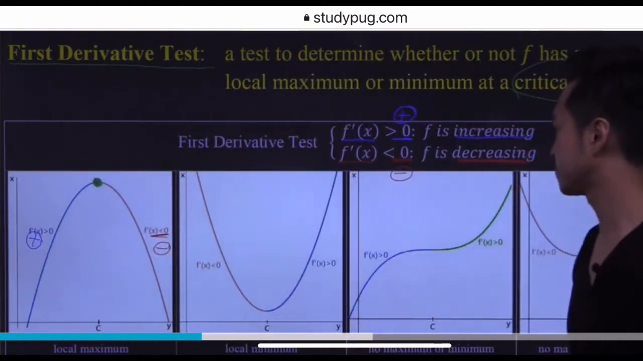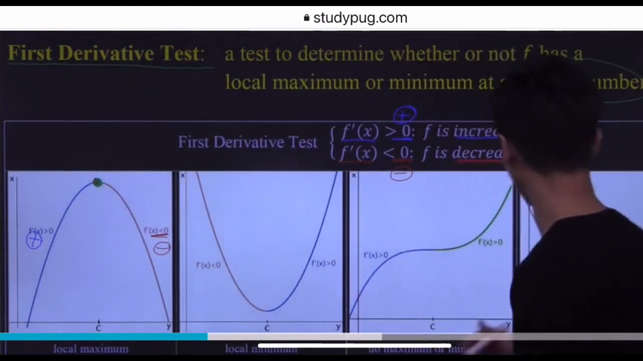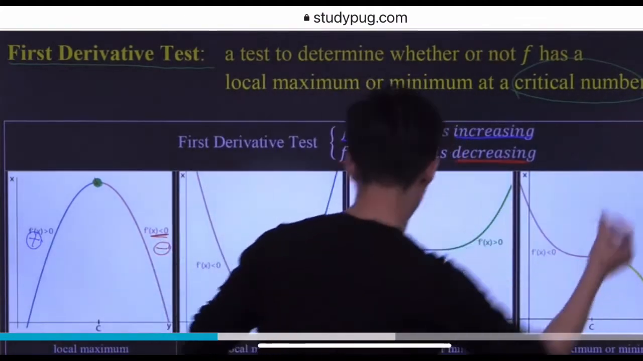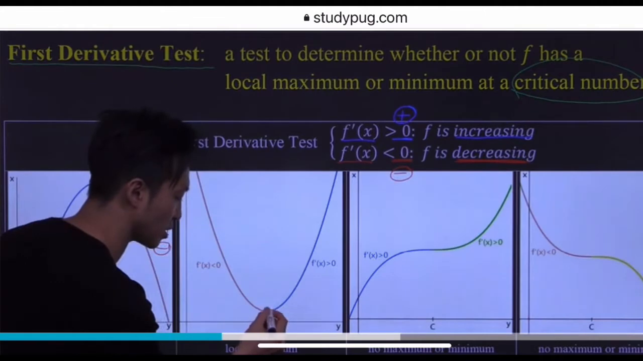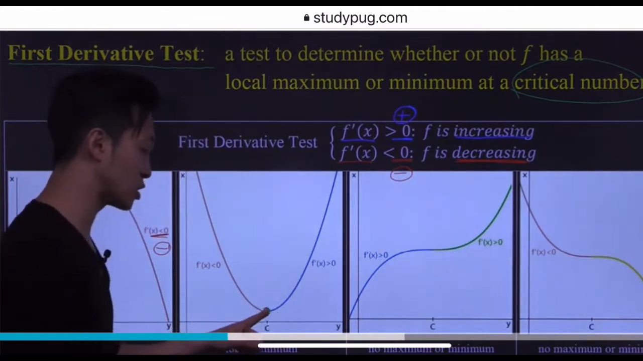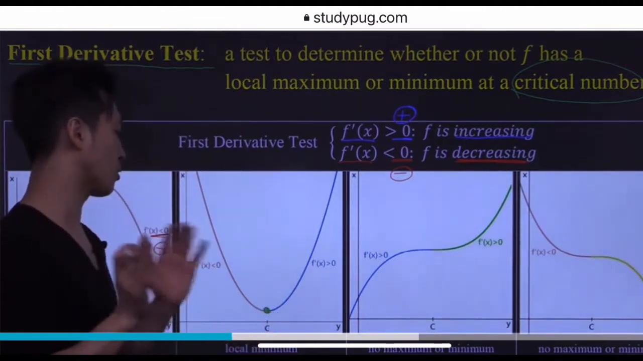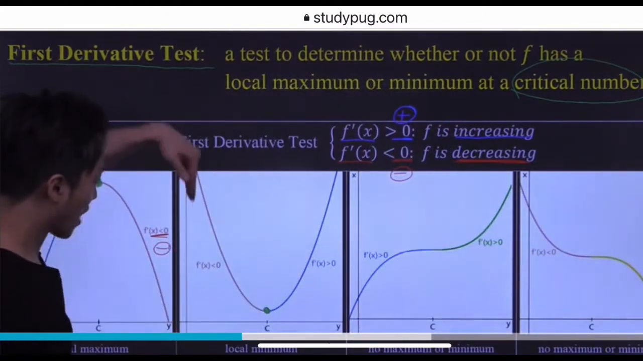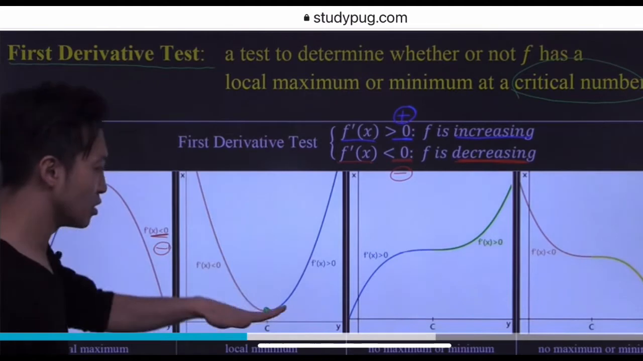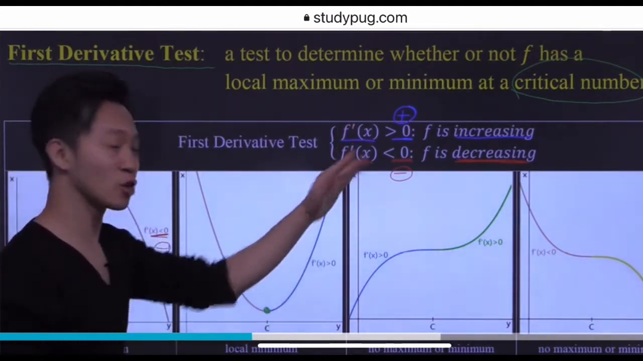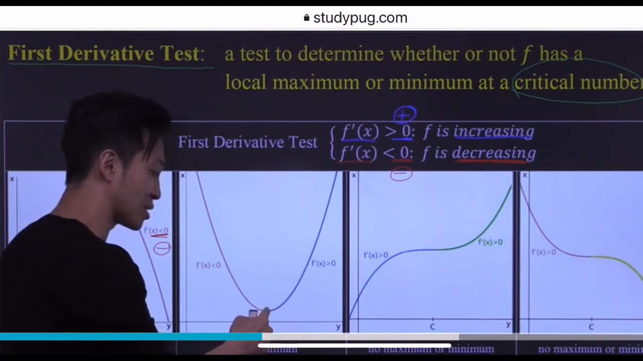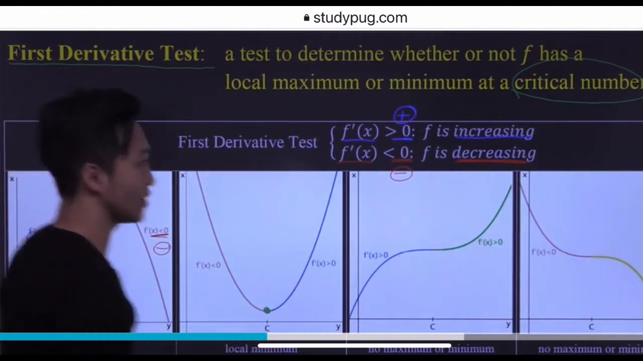Now, how about the second case right here? So in this case, we can see that, well, we have a critical point right here where the derivative of the function is equal to 0. Okay? Now look. In this case, the graph goes from decreasing to increasing. So visually, we can see that we have a local minimum at this critical point, right? Yeah.